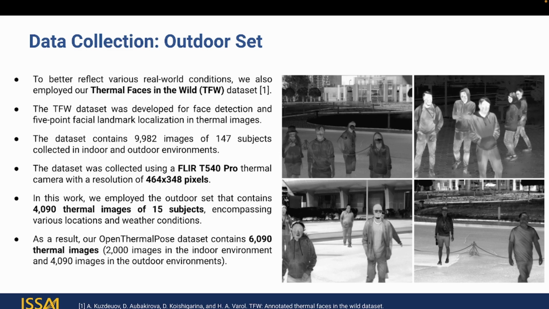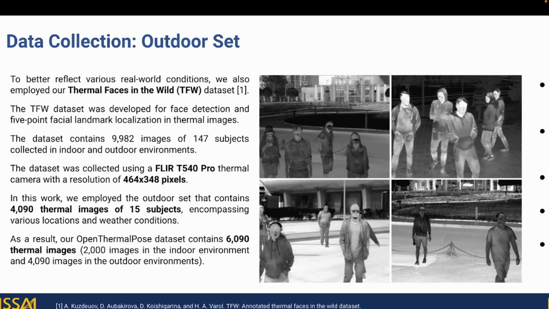Specifically, we utilized 4,090 outdoor images from this set, featuring 15 subjects in different locations and weather conditions. Ultimately, our OpenThermalPose dataset encompasses a total of 6,090 thermal images, 2,000 from indoor sessions and 4,090 from outdoor scenarios, reflecting a broad spectrum of environments and activities.